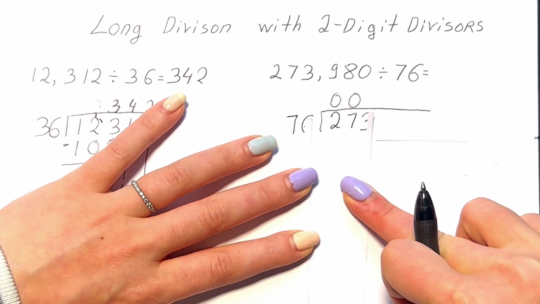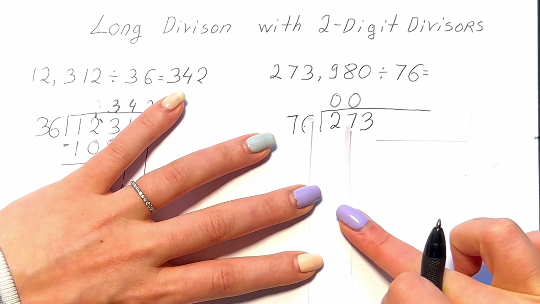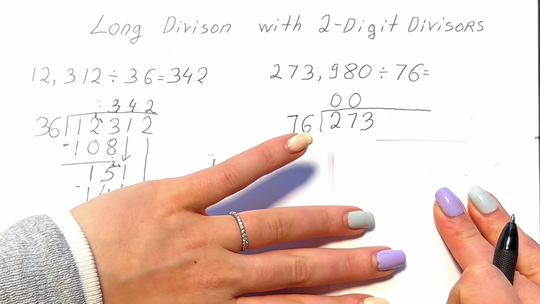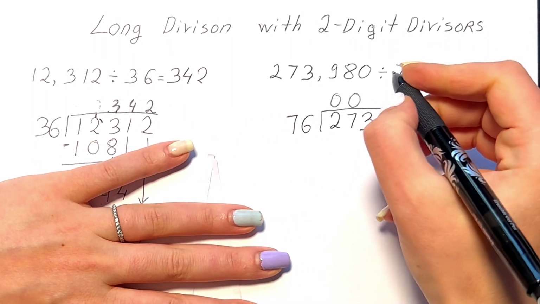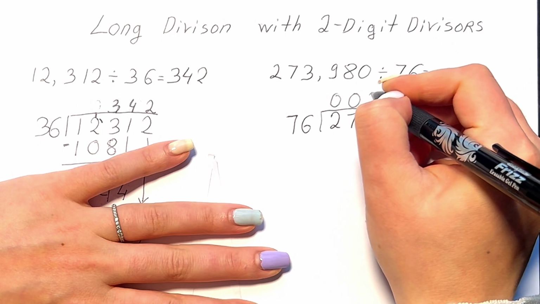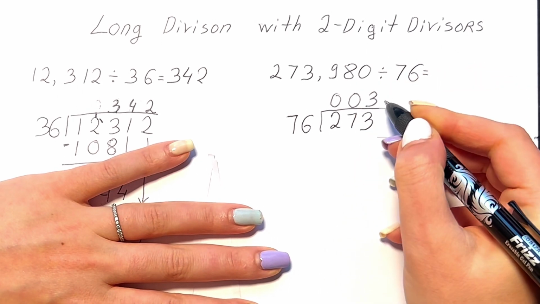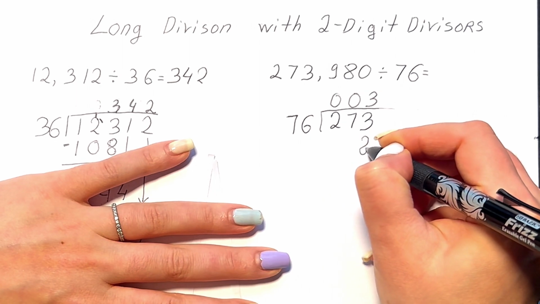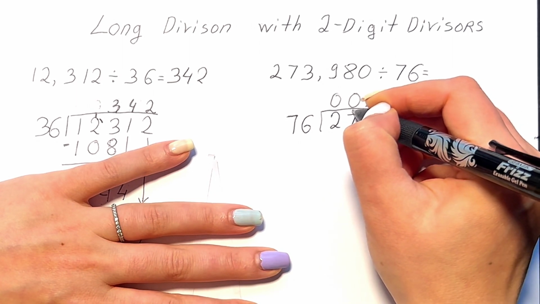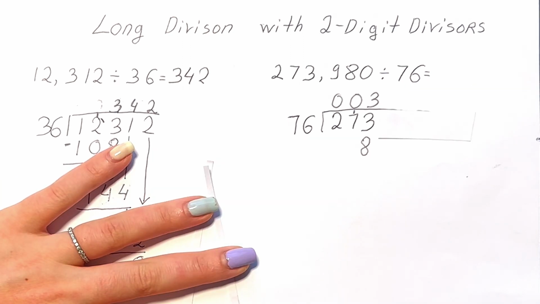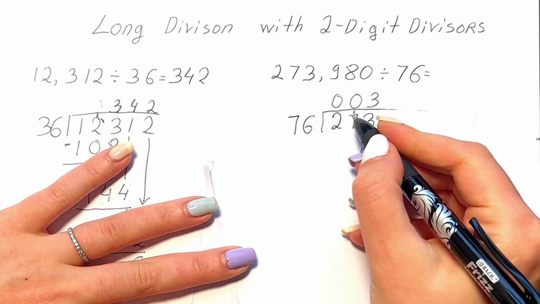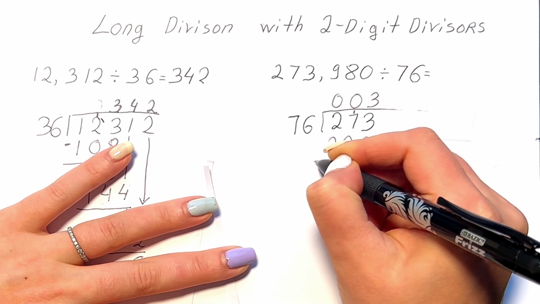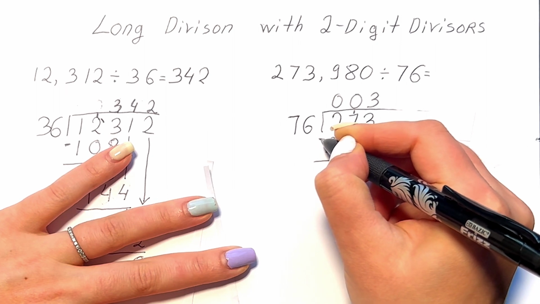7 goes to 27 3 times. It means 76 goes to 273 3 times. 3 times 6 is 18. I'm gonna put the 8 and carry 1. 3 times 7 is 21. 1 more will be 22. Okay, let's subtract and get the remainder.